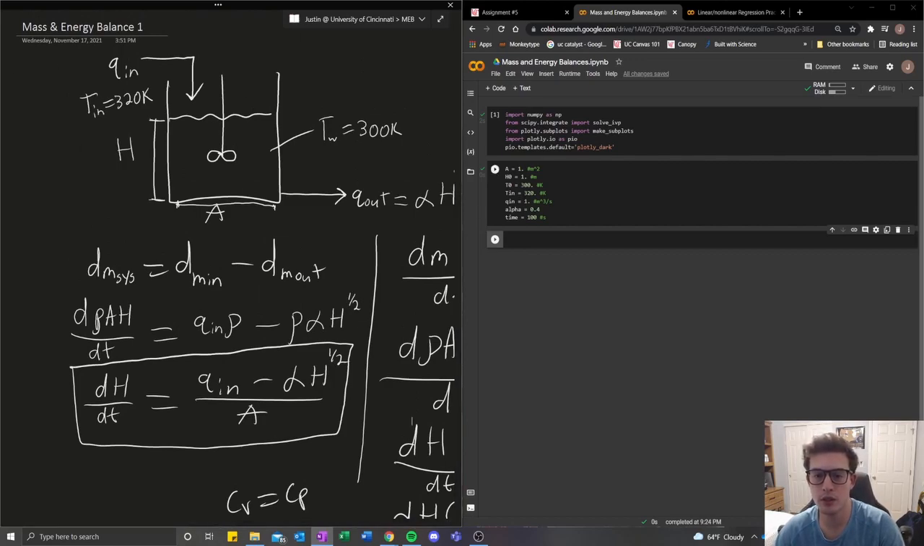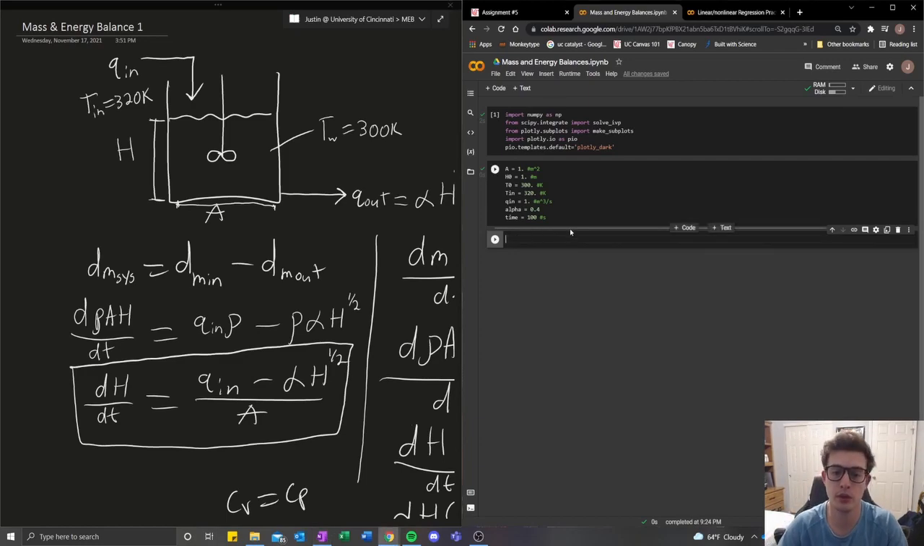Cross-sectional area is 1 meter squared. We have an initial height of 1 meter, initial temperature 300 kelvins. Temperature going in is 320 kelvins. The mass flow rate in is 1 meter cubed per second, and then alpha is 0.4. And then we're looking at this for a time of 100 seconds.